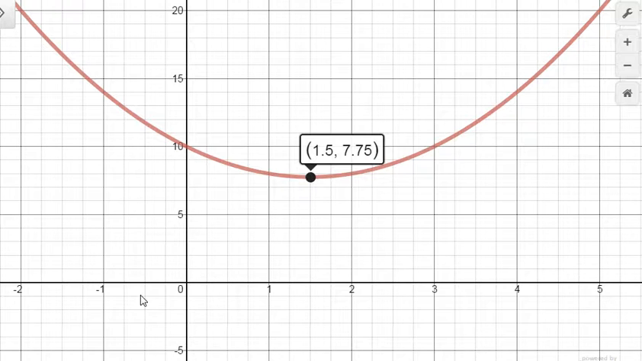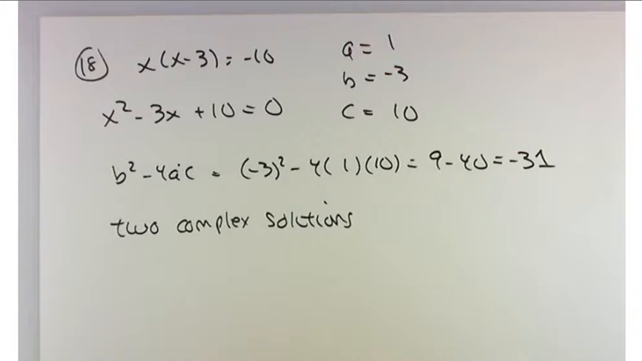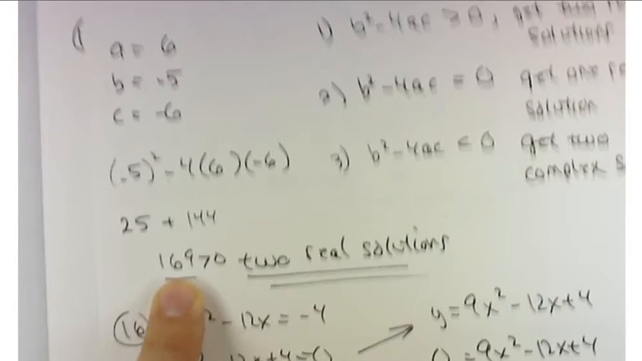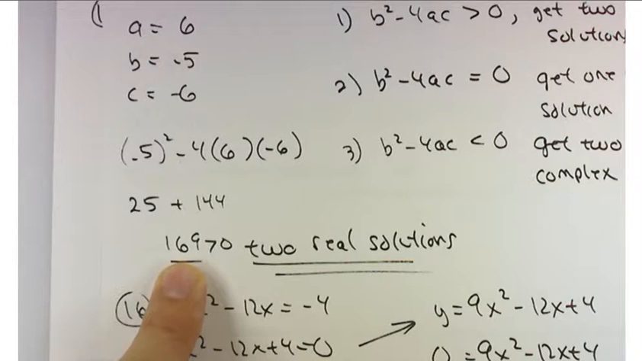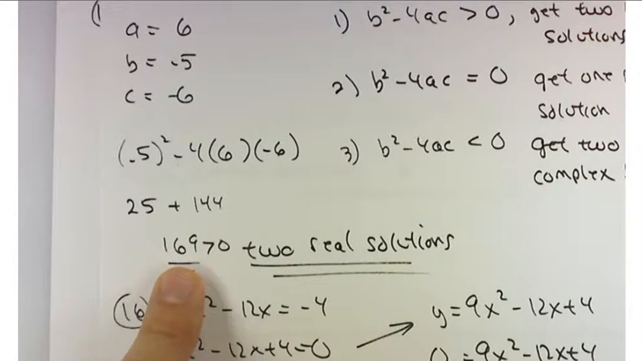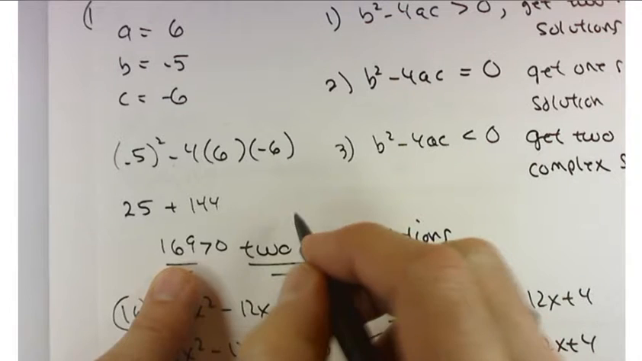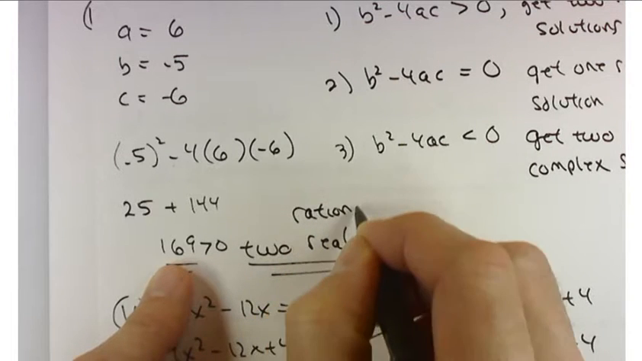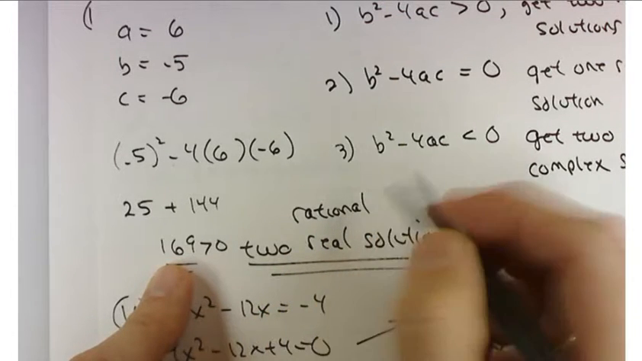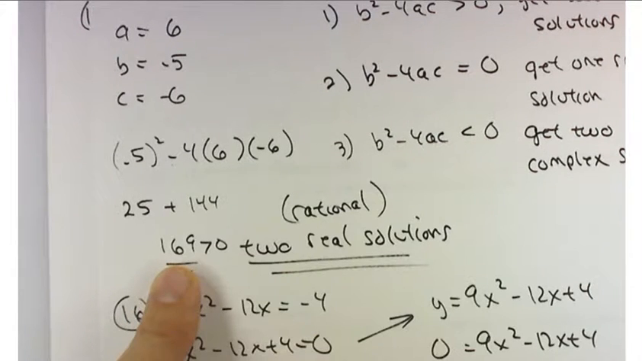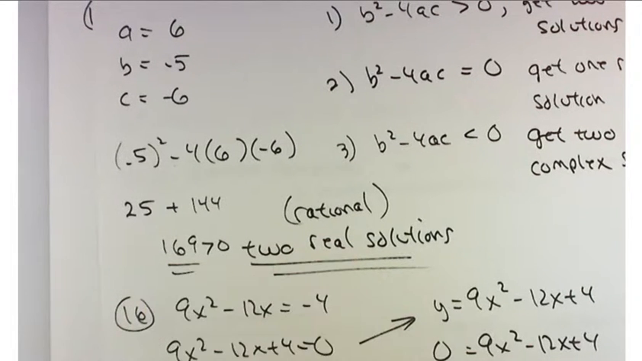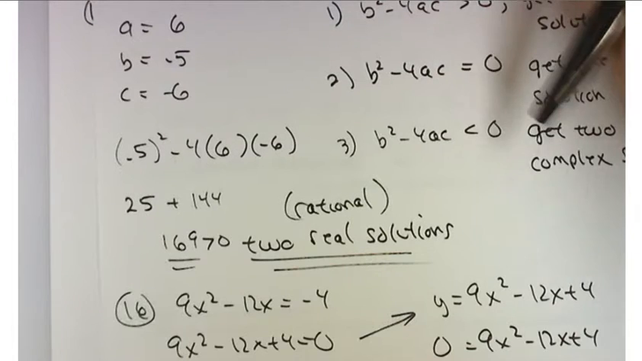So, just to clarify Mark's question here, he was asking, do we have to say what kind of real solutions? Technically, you can tell if the number you calculate for the discriminant is a perfect square, then you're going to get rational solutions. So yeah, just two real solutions is all I'm looking for. Okay.